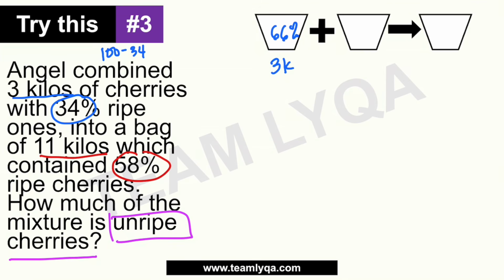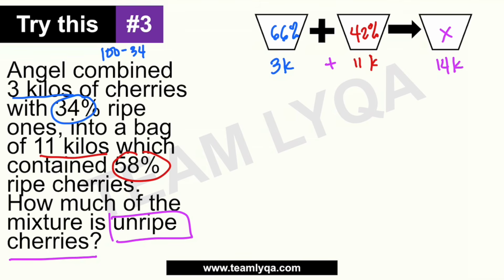Tapos yung red, 11 kilos siya. Tapos, ang gagawin natin, 58, ibabawas natin sa 100, so magiging 42%. Okay? Tapos, ito na ngayon definitely yung X. Again, same concept, 3 plus 11, lalabas dyan would be 14 kilos.